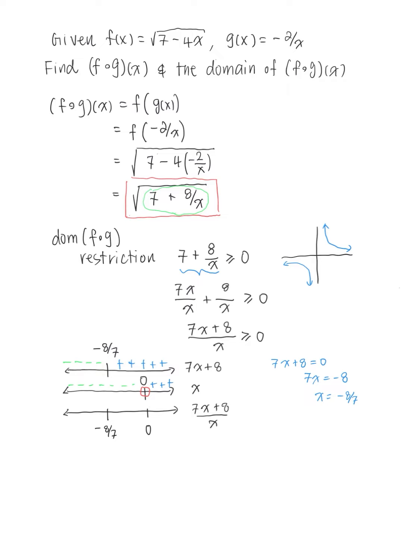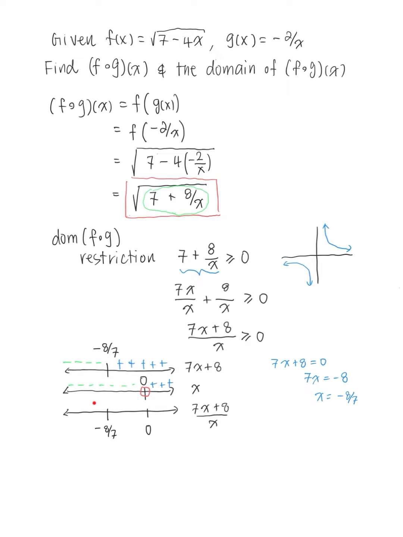All right, now let's talk about this one. Here you're going to have 7x plus 8 divided by x. If I have a positive divided by a positive, your answer is positive. Now, if I have a negative divided by a positive, that's going to be negative. And if I have a negative divided by a negative, it's going to be positive. Keep that in mind. Here, you're going to do the same thing.